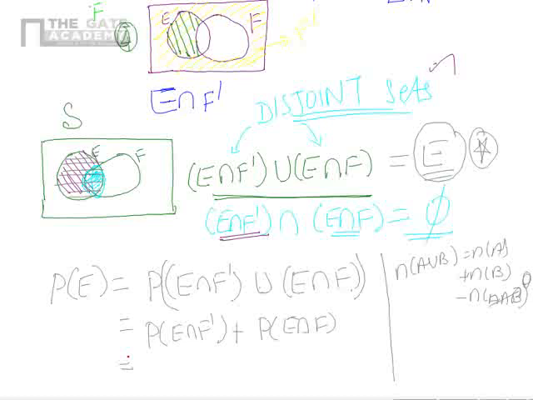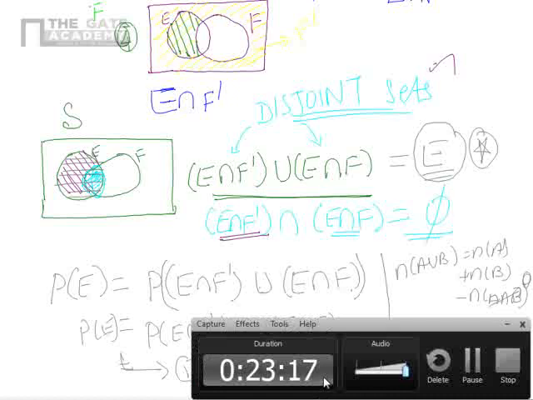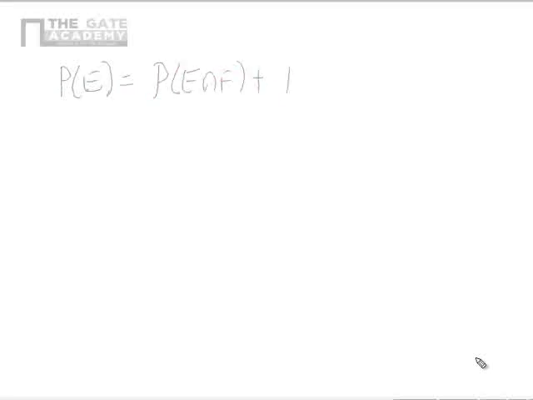Now what is probability of E intersection F complement? Okay, let me stop it here and write it in the new page. Let us take this as result 1. We will continue with this. So where we stopped, we got that probability of E is nothing but probability of E intersection F plus probability of E intersection F complement. This was our result 1.